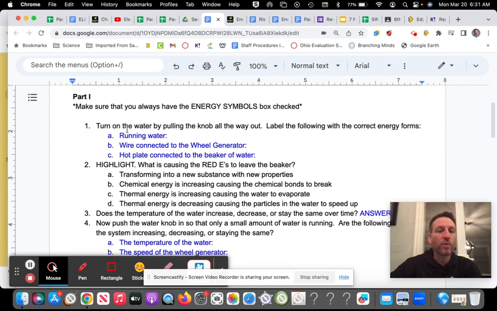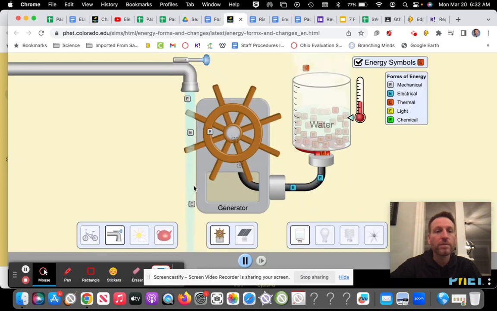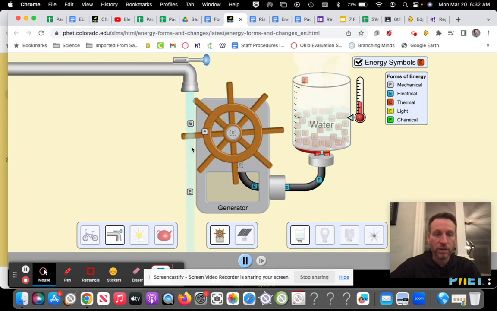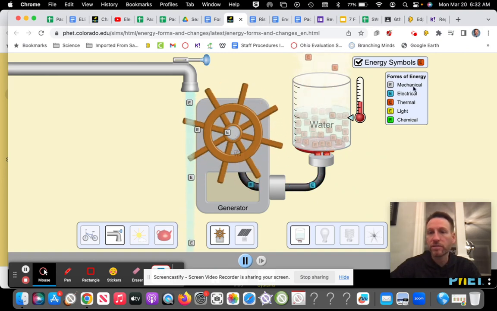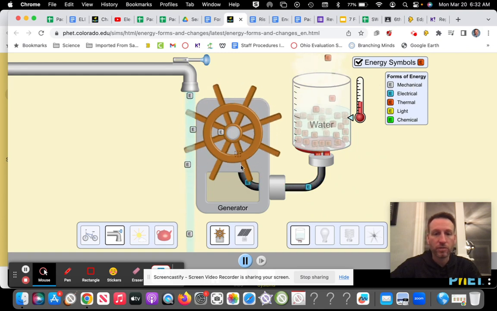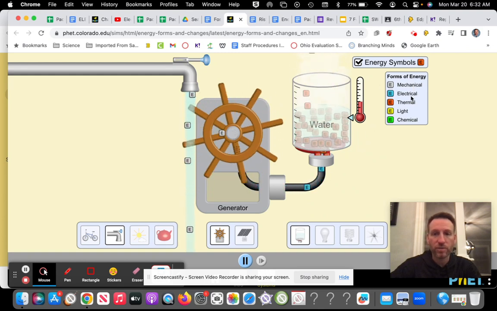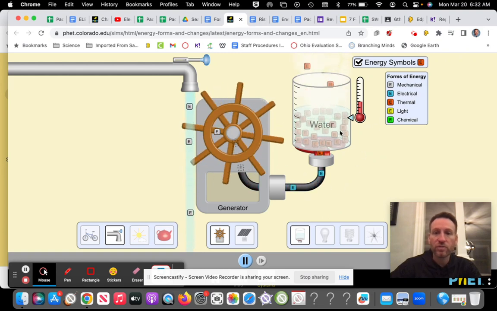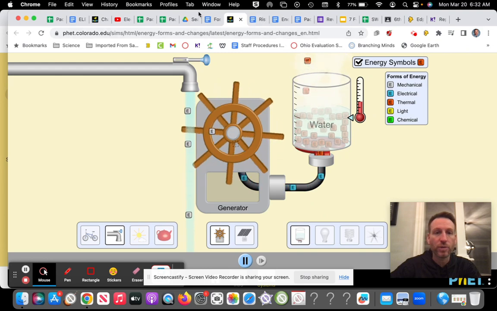Okay. So number 1 says, turn on the water by pulling the knob all the way out. Label the following with the correct energy forms: the running water, the wire connected to the wheel generator, and the hot plate connected to the beaker of water. So when I look back here, the running water has gray E's, which is, when I look at my box here, mechanical. The gray E's in the wheel generator are being turned to blue E's, which is electrical. And the blue E's are turning to red E's, which is thermal.